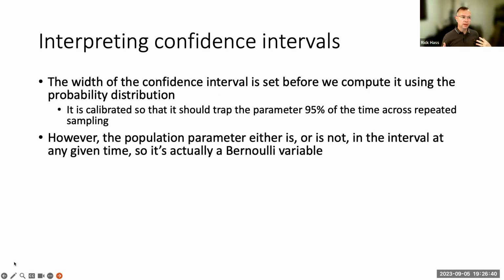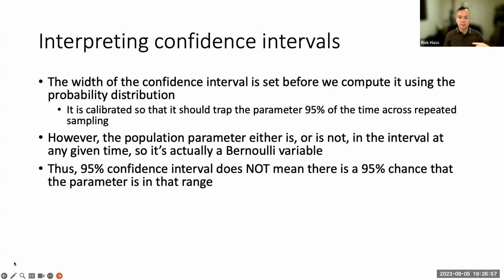Our population parameter is either in the interval or not. A lot of people are tempted to say there's a 95% chance that the population mean is in this interval. That's not true. Right? It's either in there or not. So confidence is not the same as probability.